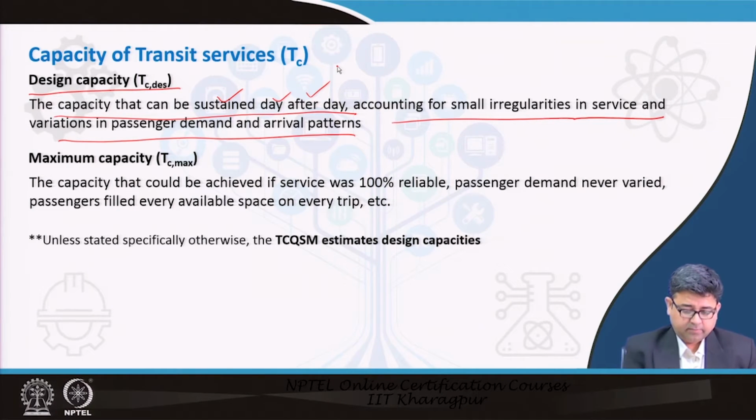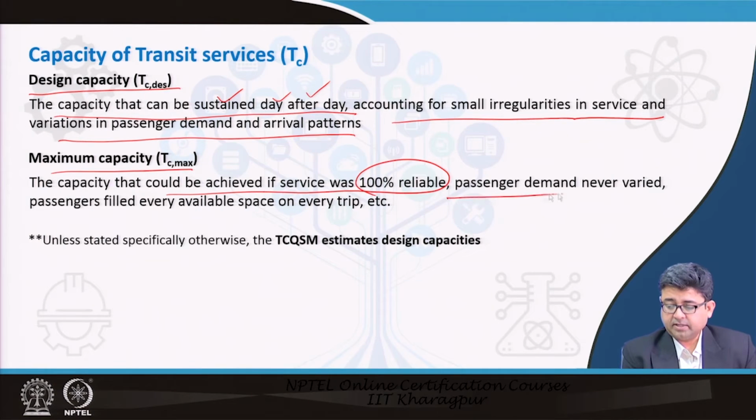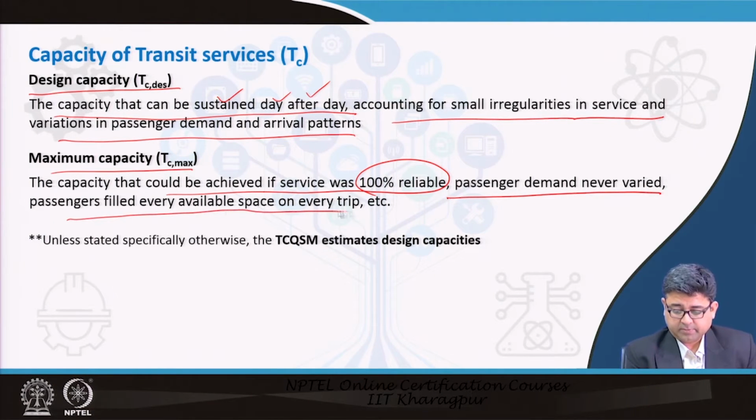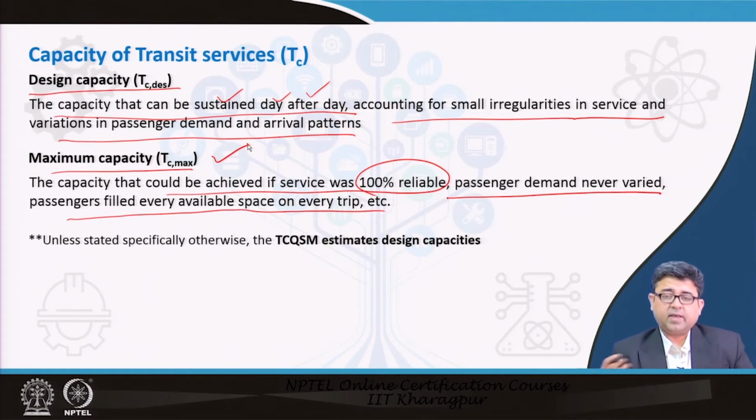Maximum capacity, on the other hand, is the capacity that could be achieved if service was 100% reliable, passenger demand never varied, passengers filled every available space on every trip, etc. So, this is a very theoretical concept of maximum capacity, which in theory you can design and understand just to get an understanding of how many people your system can carry, but to reach that number is very difficult.